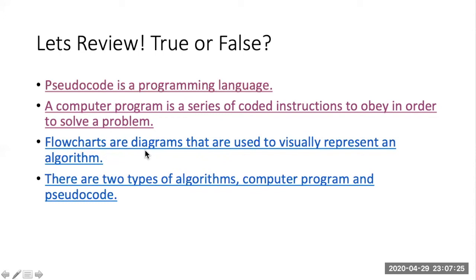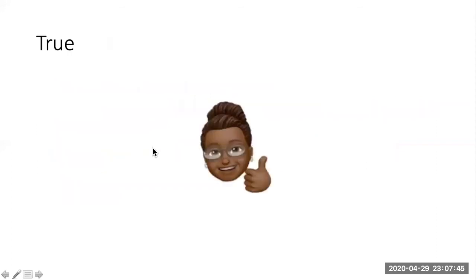Third question, true or false? Flowcharts are diagrams that are used to visually represent an algorithm. Take some time, think about the question carefully. Great! If you answered true, that is correct. Flowcharts are visual representations of an algorithm.